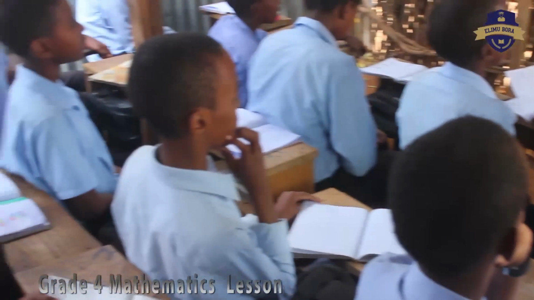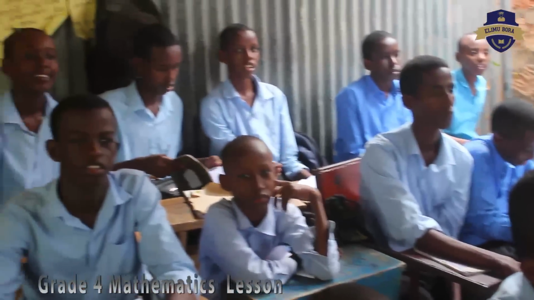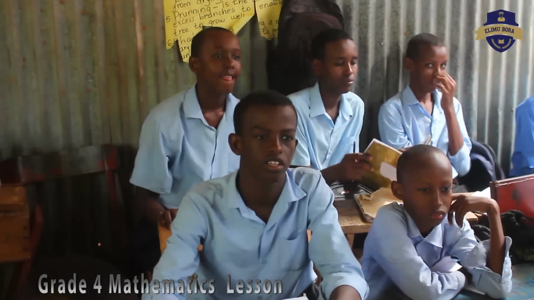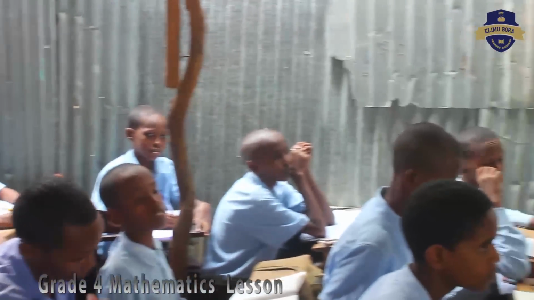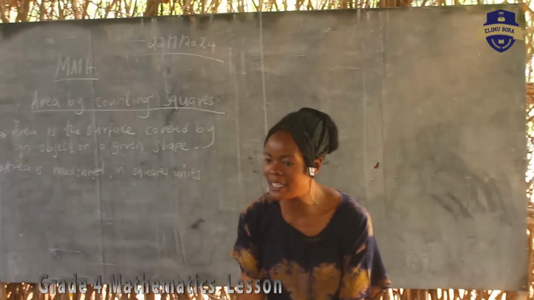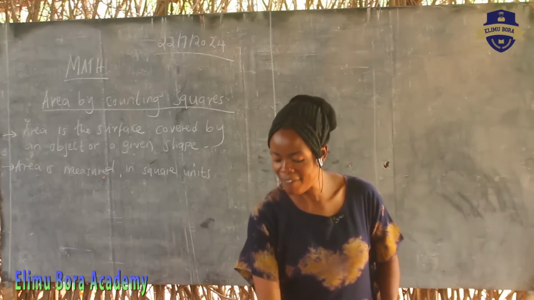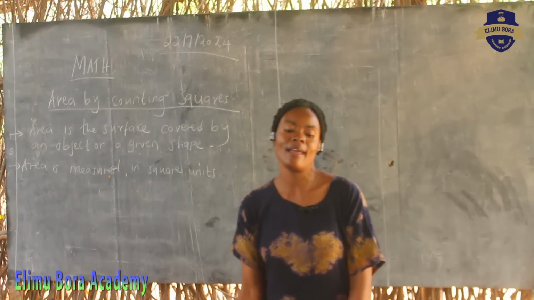Area is just a surface covered by either an object or a given shape. For example, this one is a book. When we put it here on the desk, we have got this space that has been occupied by this book. This space, we call it area. The surface that has been occupied by this book is what we call area.